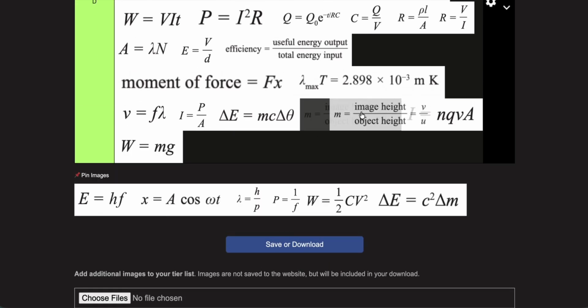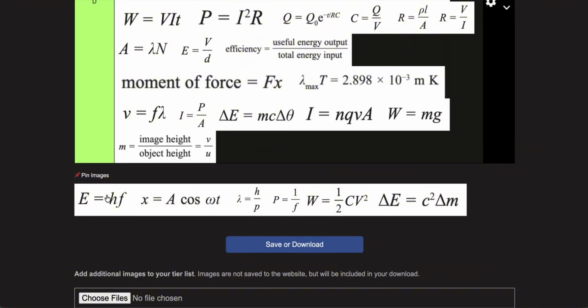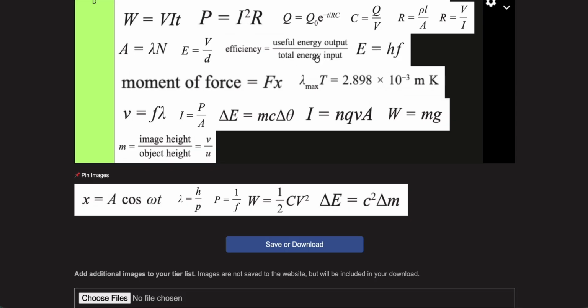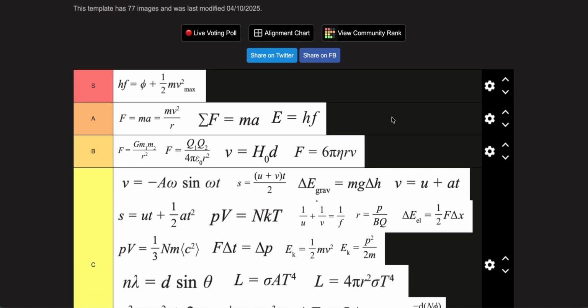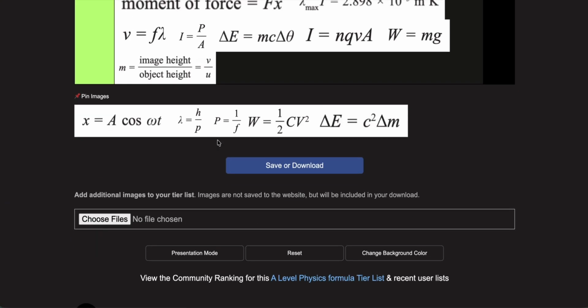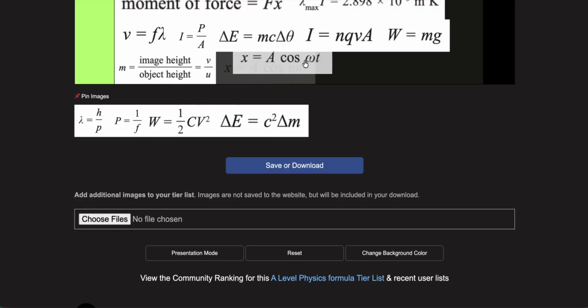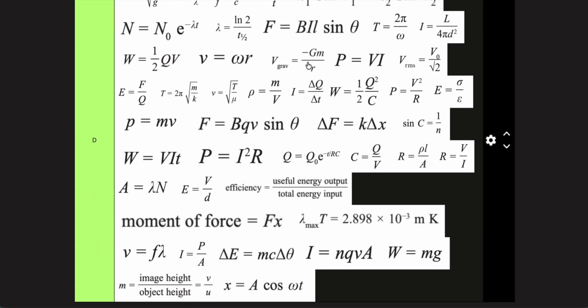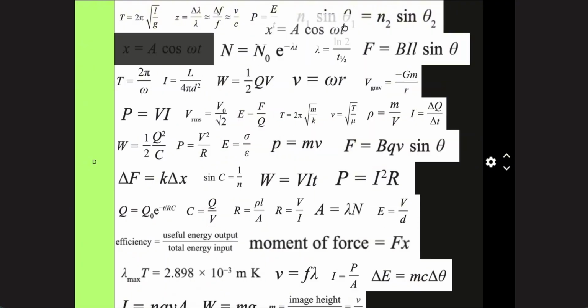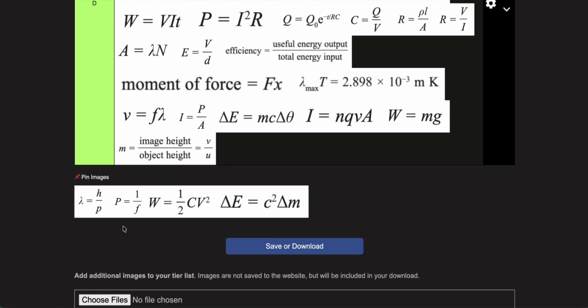The magnification, tier D. The energy of a photon, let's put it tier A. It was important historically. It's an important equation. I'm pretty sure everybody will disagree with my ranking, but okay, let's put tier A. Again, simple harmonic motion, I think we put it in tier C, so it's the displacement now. Okay, tier C.